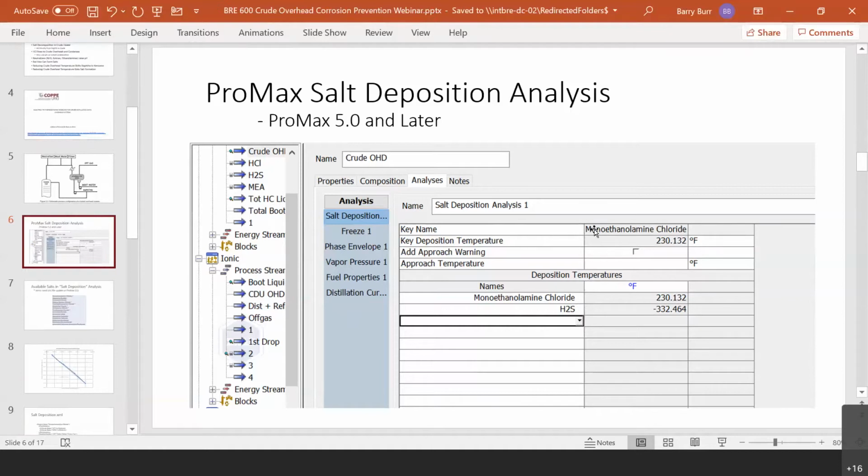Now, this does not calculate the salt point from a mixture. It would not calculate the salt point of some mixture of hydrogen chloride, hydrogen sulfide, and ammonia or monoethanolamine. It would not do that. It's only going to calculate the salt point for a pair of salts.